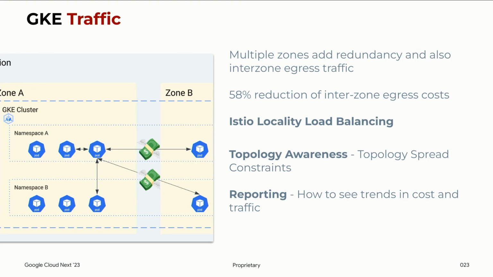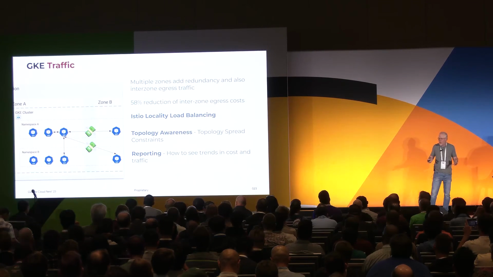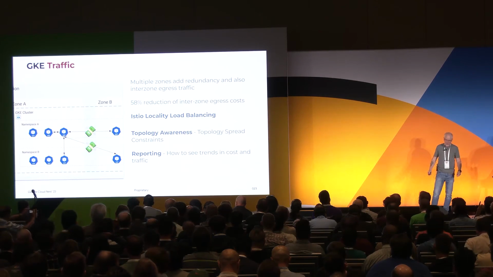58% was the amount that we were able to hit in reducing our interzone egress costs, which is tremendous. We leveraged Istio, which we have as our service mesh, and we leveraged locality load balancing to keep those traffic patterns within zones. Topology awareness was another component we leveraged on top of that. So topology spread constraints: how do my pods deploy inside of my zones? Set spread amounts so that you have those across the zones that you have deployed.